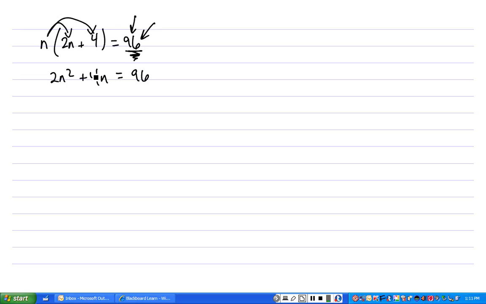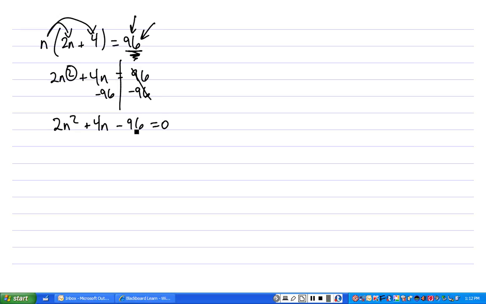And then from there, I need to move the 96 over, because again, this is quadratic, and quadratic says I want everything on one side of the equal sign and I want 0 on the other side. So that's going to cancel and give me my 0. So now I have 2n squared plus 4n minus 96 equal to 0. I couldn't combine these because they weren't like terms. That's why I wrote them out right here.